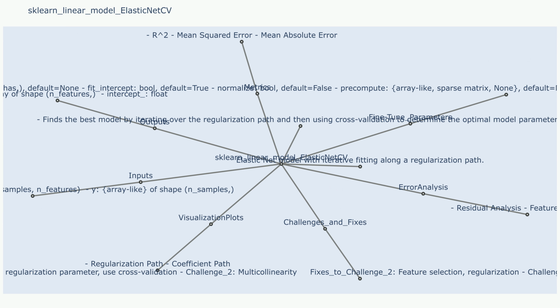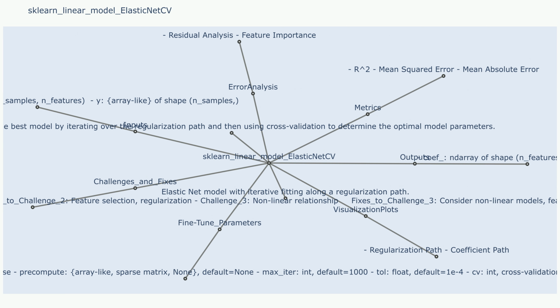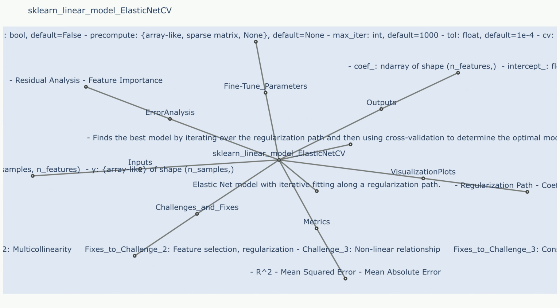Inputs: X, a 2D array representing the training features. Each row represents a sample, and each column represents a feature. Y, a 1D array containing the target values. Outputs: coef_, the coefficients of the linear model. Intercept, the intercept of the linear model. Alpha, the optimal L1 regularization strength, alpha, selected by cross-validation. L1 ratio, the optimal L1 ratio selected by cross-validation.